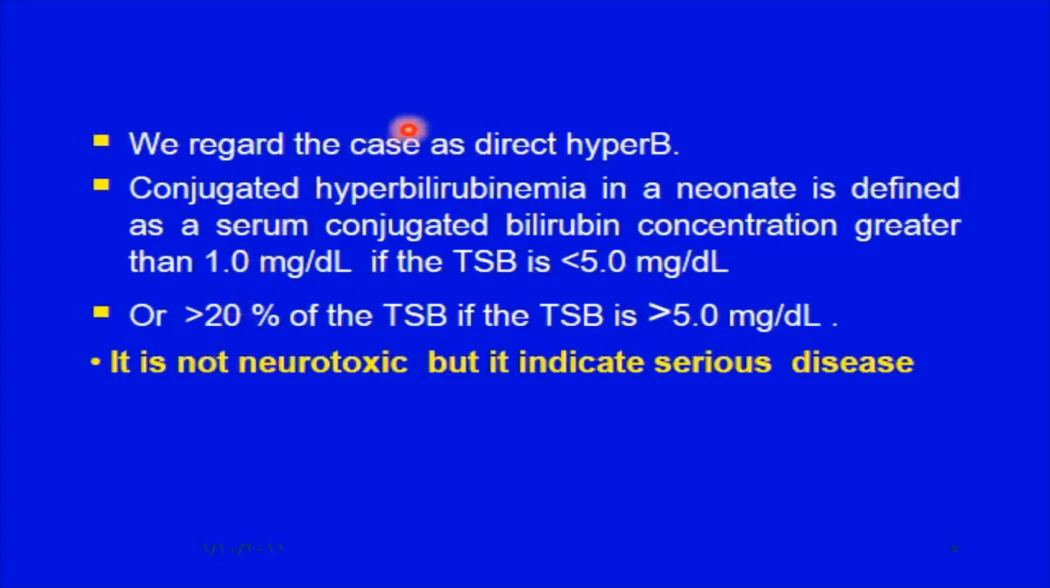We regard the case as direct hyperbilirubinemia when conjugated bilirubin concentration is greater than 1 milligram if the total serum bilirubin is less than 5 milligram, or more than 20% of total serum bilirubin if the TSB is more than 5. Direct hyperbilirubinemia is not neurotoxic like indirect, but it indicates a serious disease.